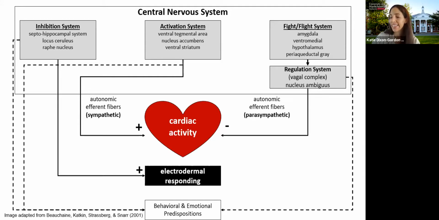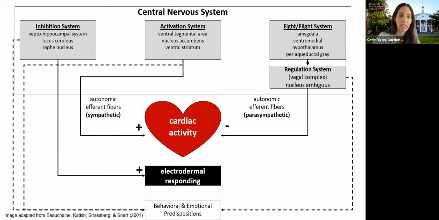So this is my adapted image from some of Ted Beauchaine's work that describes an integrated model of the autonomic nervous system, in which he conceptualizes motivational functioning as being mediated by the sympathetic nervous system, and regulation, as we talked about, as regulated by the parasympathetic nervous system. I think there are a couple of important things to note here. He also separates the motivational systems into motivational approach or activation and motivational inhibition.